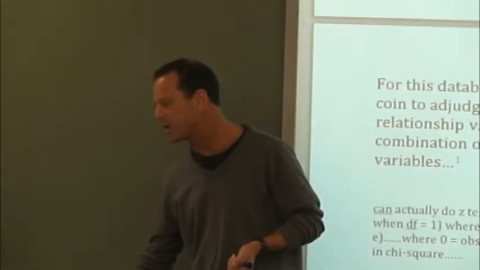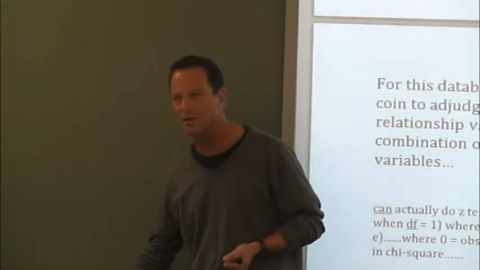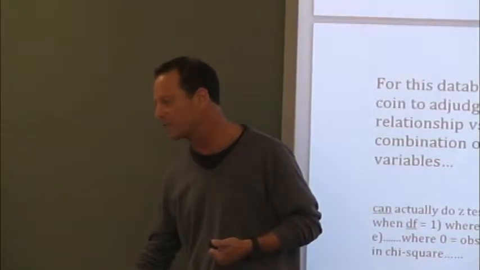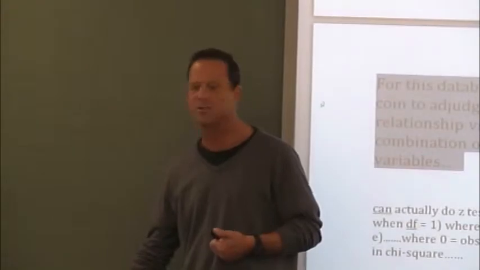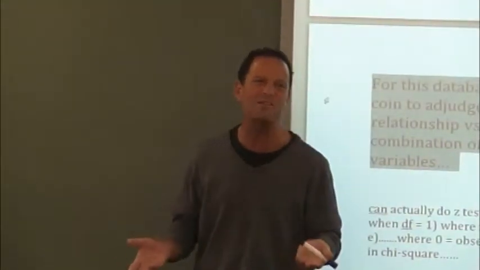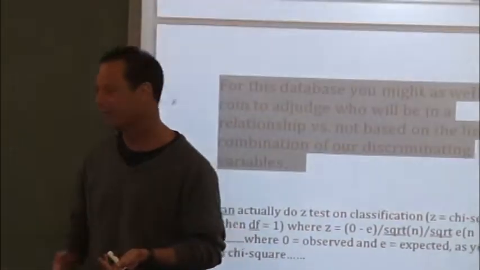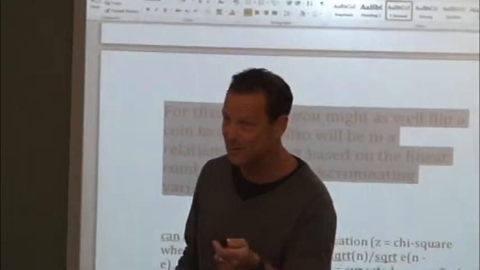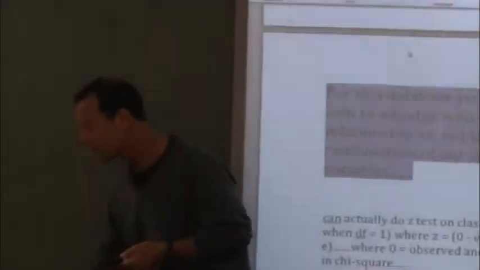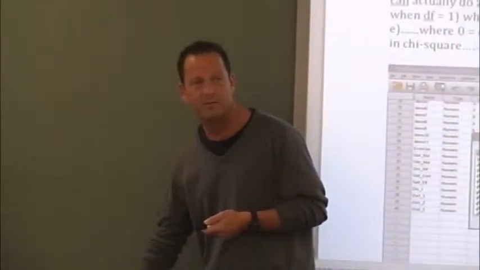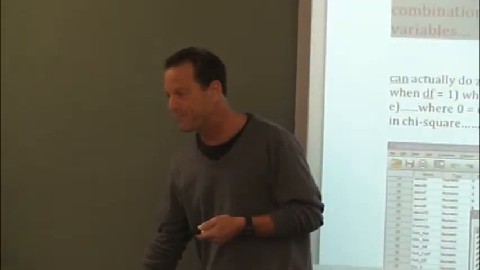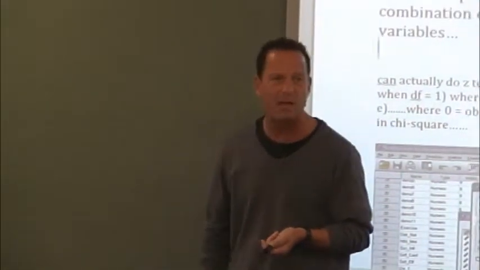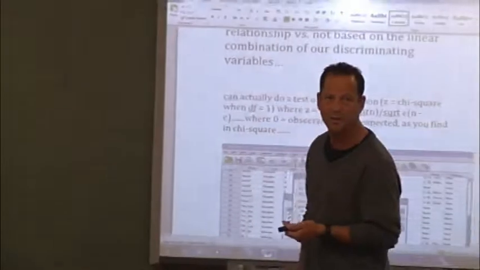So for this database, you might as well just flip a coin to judge who will be in a relationship versus not, based on the linear combination of our discriminating variables. Well, we did better. We did 55%, but that's also because we had unequal sample sizes, remember? And we gave you that correction. With enough people though, 55 is pretty impressive. It might be, given the sample size, possibly.